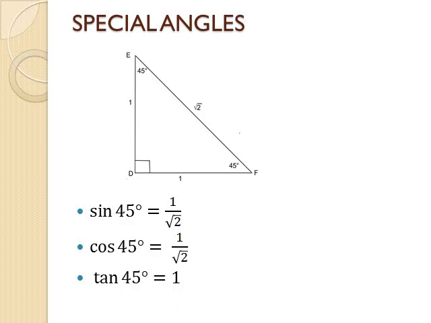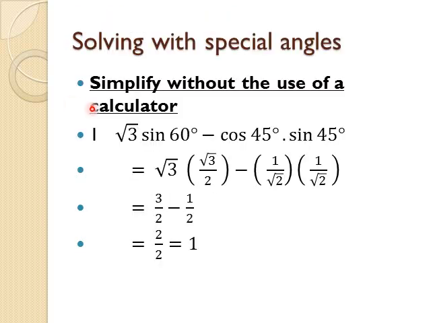Now let's just look at a basic problem, refreshing what you did in grade 10. Simplify without the use of a calculator. So as soon as we say that, we'll always be solving with special angles. So they have square root 3 sine 60 minus cos 45 times sine 45. So sine 60 is square root 3 over 2. Cos 45 and sine 45 is 1 over square root 2 and 1 over square root 2.